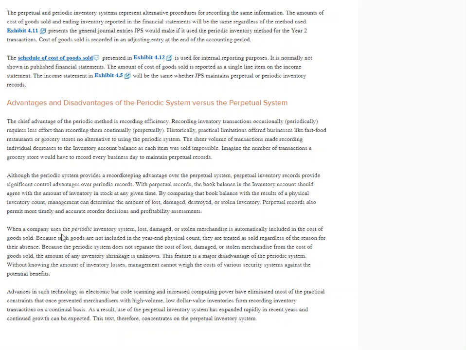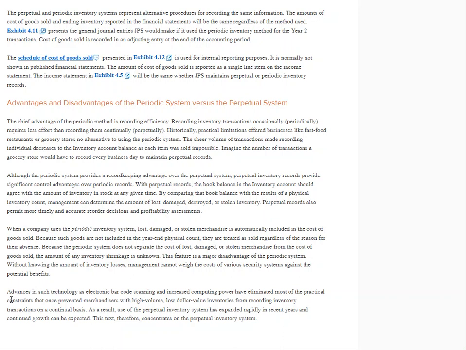When a company uses the periodic inventory system, lost, damaged, stolen merchandise is automatically included in cost of goods sold. So we're going to lose sight of our inventory shrinkage. So that's another disadvantage to the periodic system.